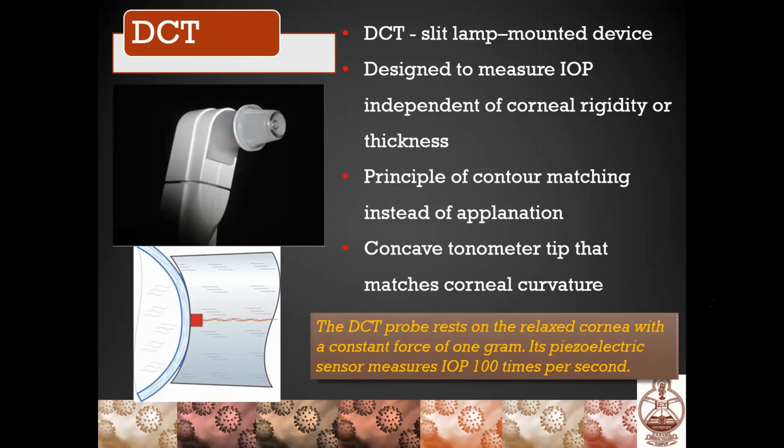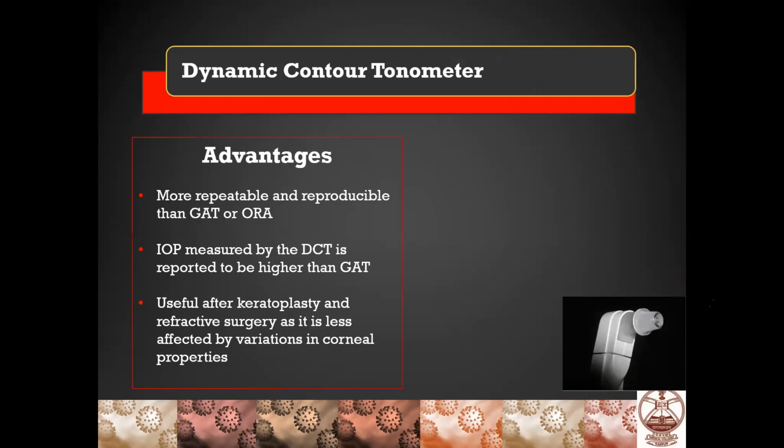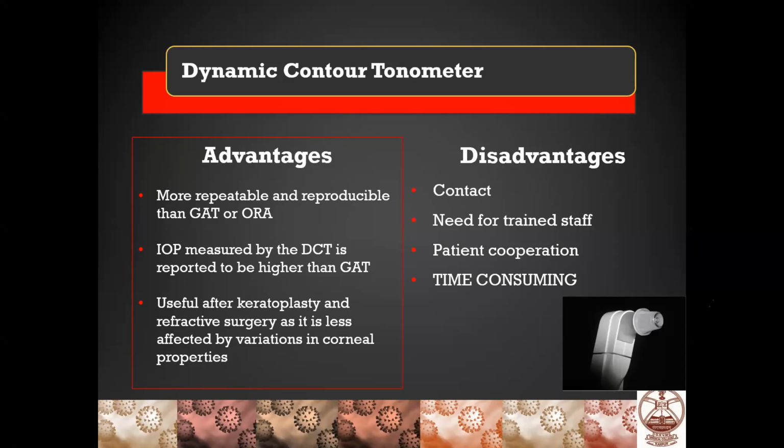There is a piezoelectric sensor which measures the intraocular pressure 100 times per second and gives you an average of these 100 readings. So it is very repeatable and reproducible. Moreover, it has been seen that it is very useful in patients with corneal disorders after refractive surgery and after keratoplasty. But it has a slight disadvantage: it needs trained staff, requires lots of patient cooperation, and is time consuming also.